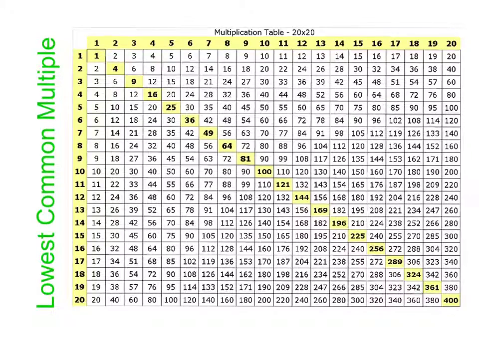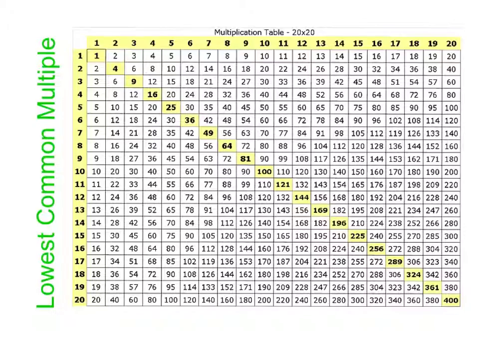Hello, today we're going to look at finding something called the lowest common multiple. And there's a couple different ways to do this. I'll start with probably the easiest way, but also sort of the least effective mathematically to do this. And that's just by using a multiplication table and finding what we talked about the other day, which are multiples.